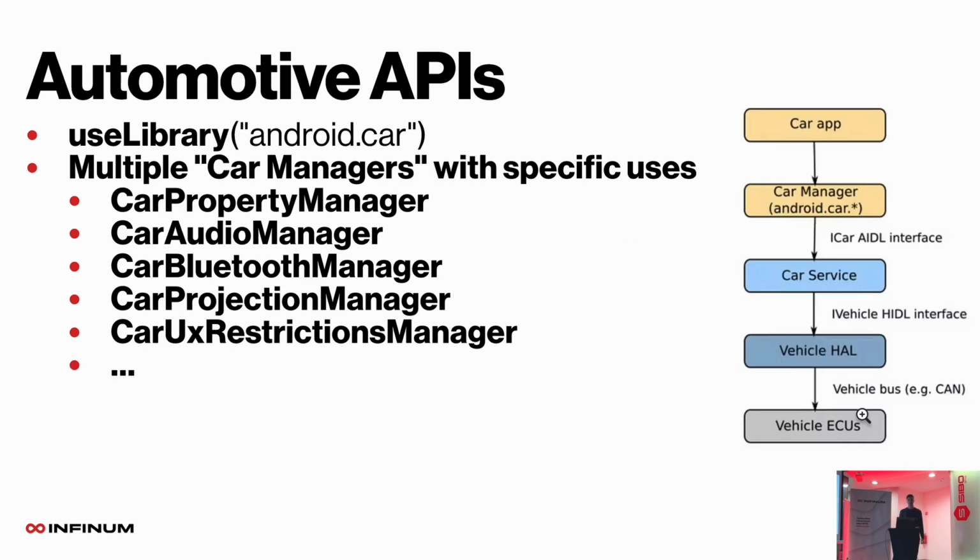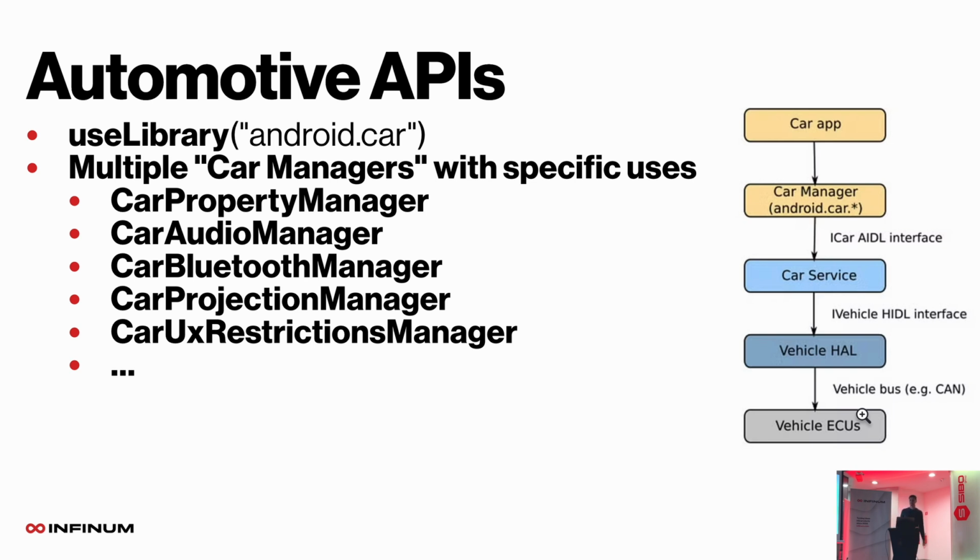A bit more about the special APIs. The first thing to know is that these APIs are available in at least the latest Android SDKs directly. You do not need to pull these dependencies from Maven or from somewhere like that. They are available in the SDK. And how they work is that they are structured into a bunch of car managers, and each of these car managers has a specific use case. For example, we have the car property manager, the car audio manager, the car Bluetooth manager.